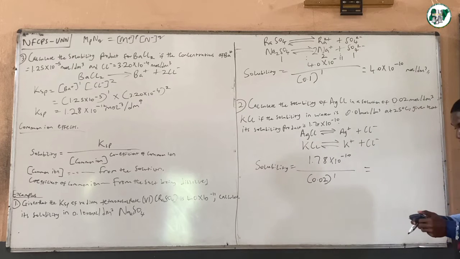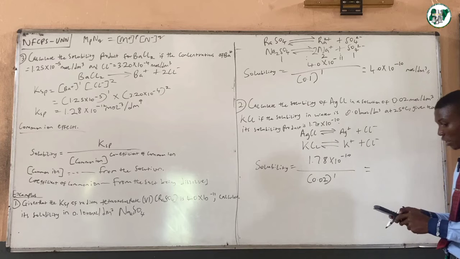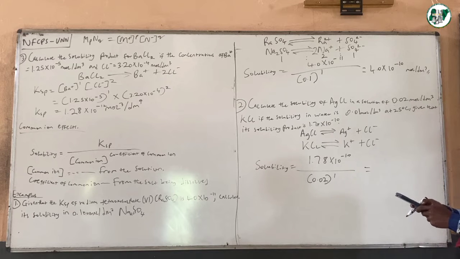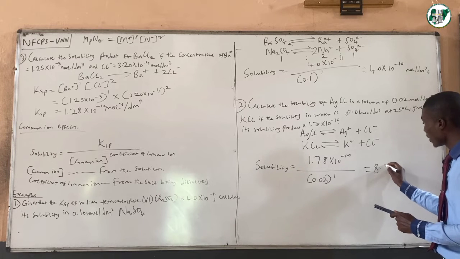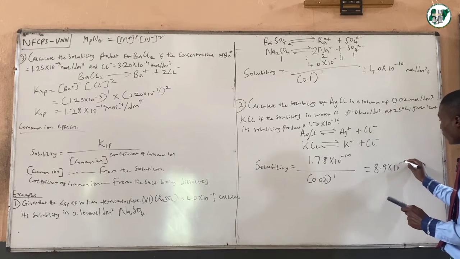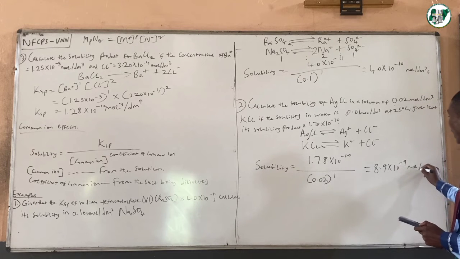So what we're going to have here is 1.78 times 10 to the power of minus 10 divided by 0.02, and that's going to give us 8.9 times 10 to the power of minus 9 mole per dm cube.